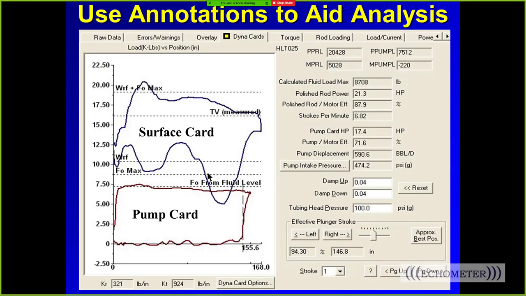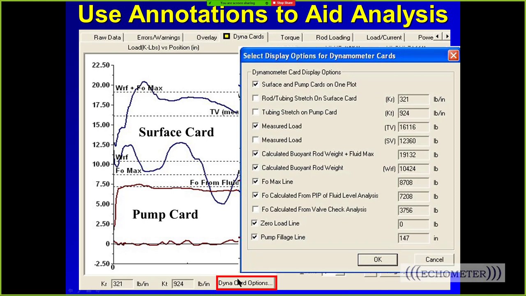Now this is a screen in TWM, and I show this because this is the dynamometer card screen. Down here at the bottom is a button called the dynamometer card options, and that's where you access, when the advanced mode's turned on in TWM, the reference load lines that we're going to talk about during this presentation. When you click that button, this screen pops up, and there's a subset of the annotations that are available in TAM, and you check the ones that you want to display. These dashed lines will appear on your surface card and pump card and be a reference to help you understand your well better.